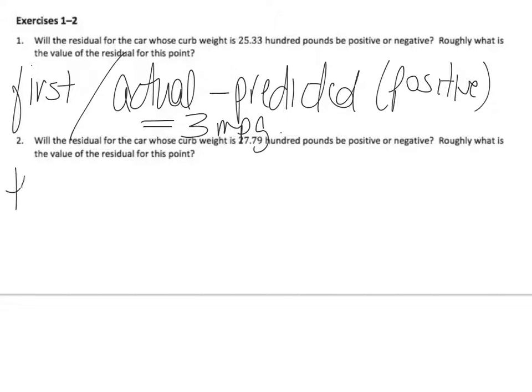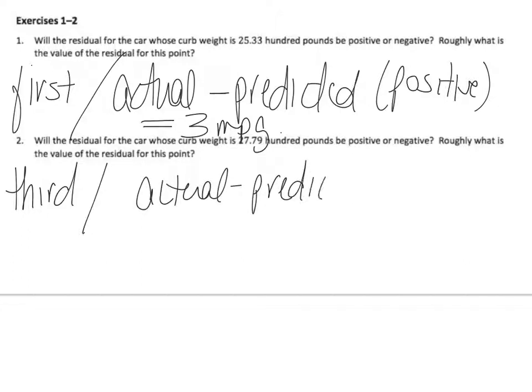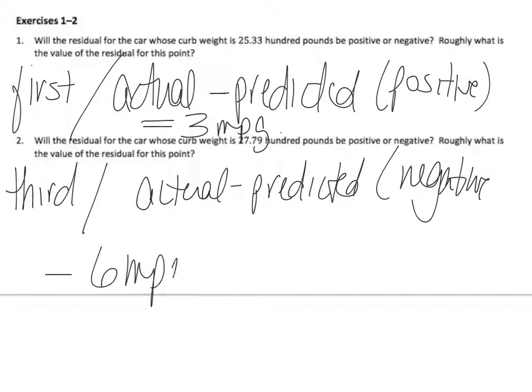Will the residual for the car whose curb weight is 27.79 hundreds of pounds be positive or negative? 27.79 is the third value, which if you look at the graph, it's the one that's way below. So if we do actual minus predicted, it's going to be negative because it's way low. And if I do the math, I get negative 6 miles per gallon. So it's 6 units below the line.